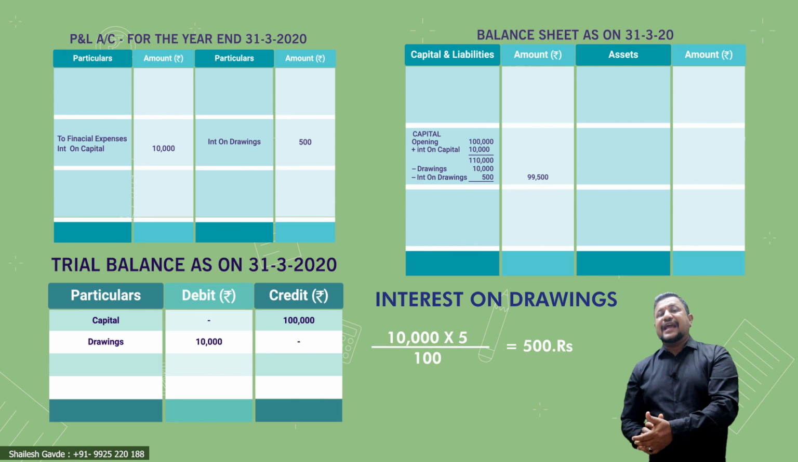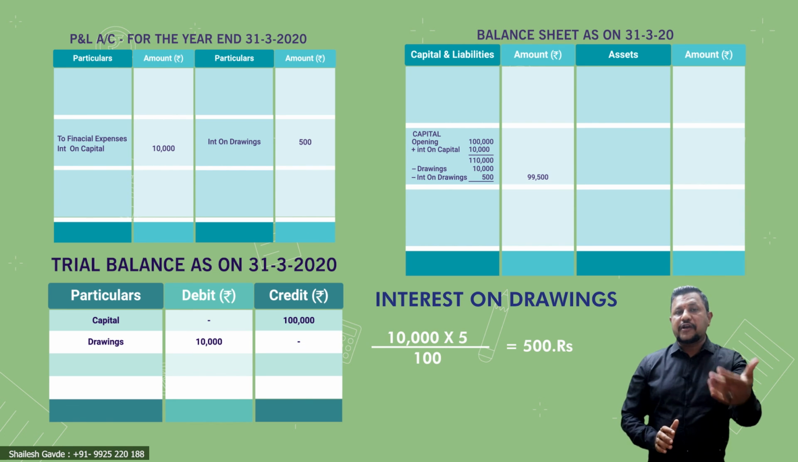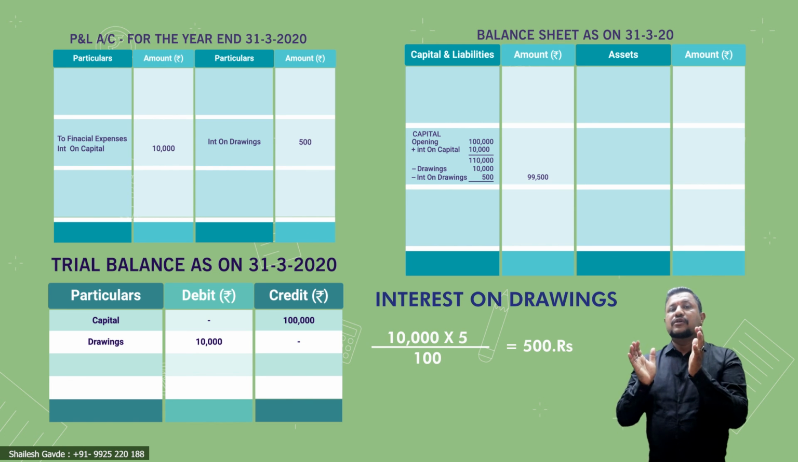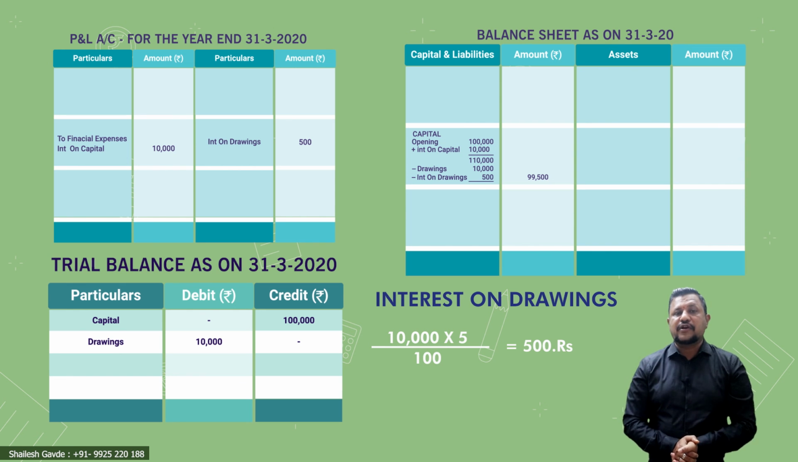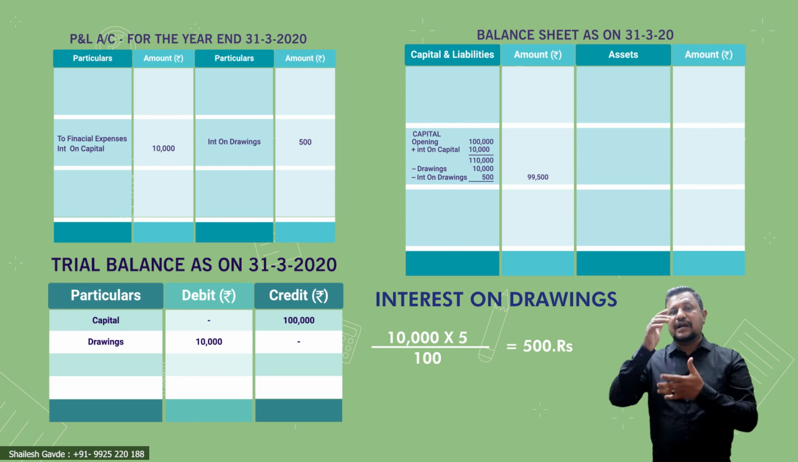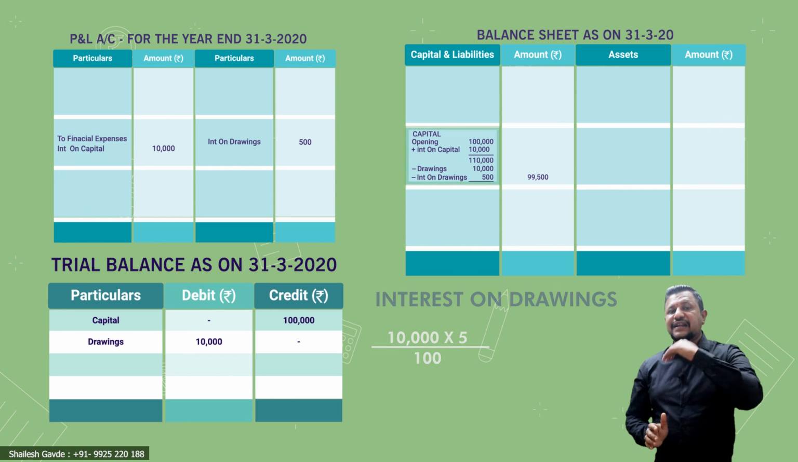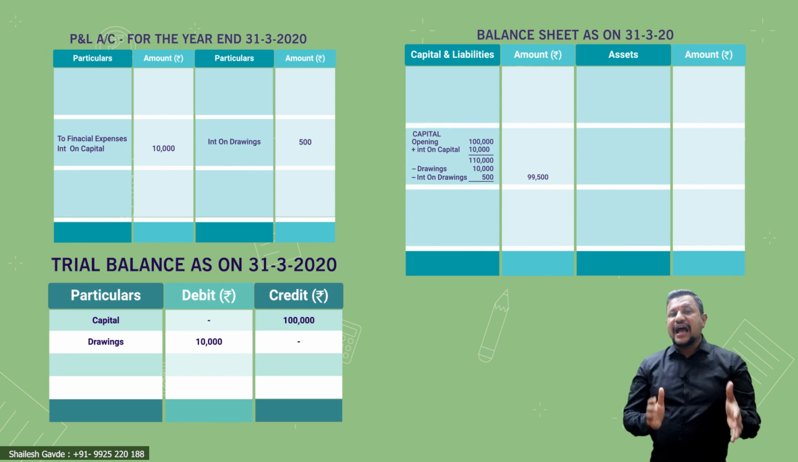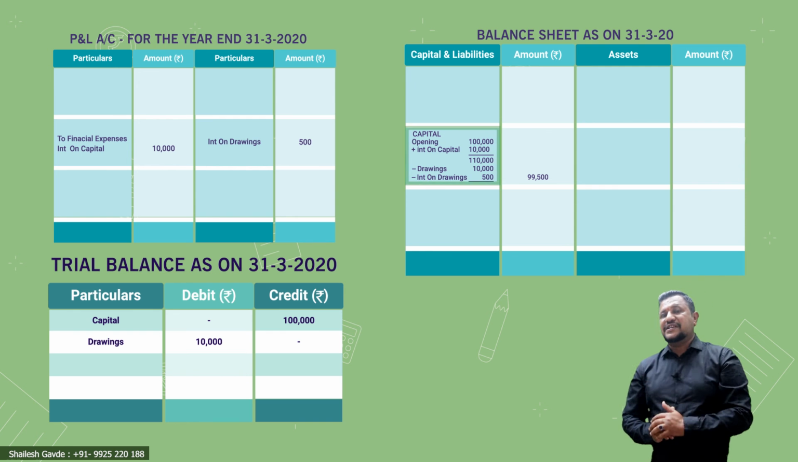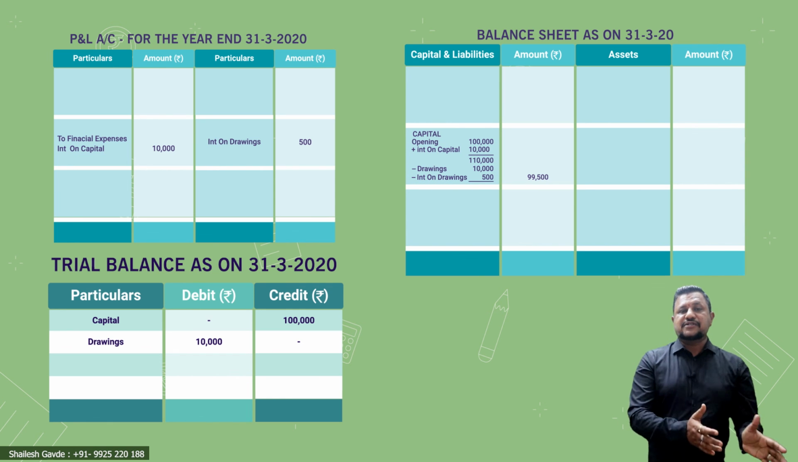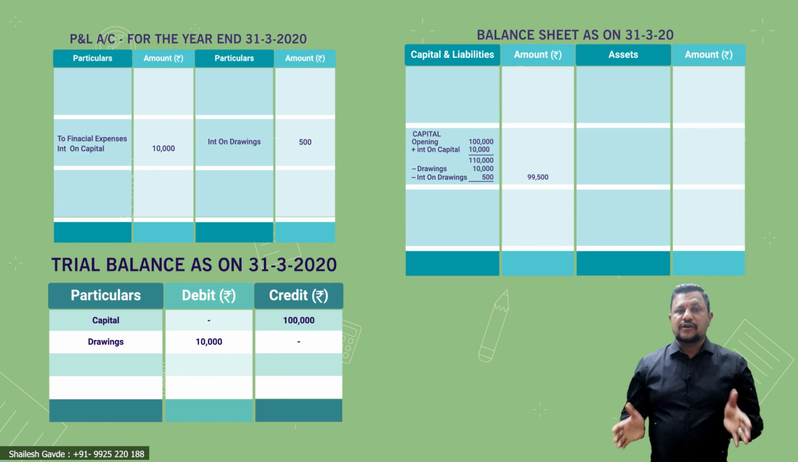Yes, you can add it with drawings also. So the two effects of interest on drawings are: the profit and loss account credit side, and the second effect is that we directly deduct it from capital. Or we add it with drawings and then deduct total drawings from capital. So these were interest on capital and interest on drawings.